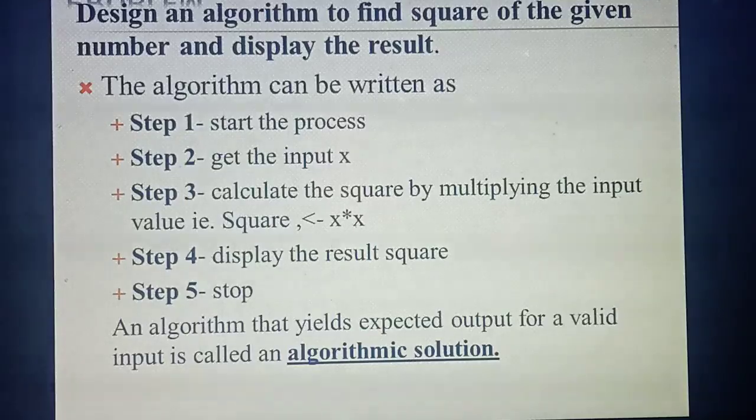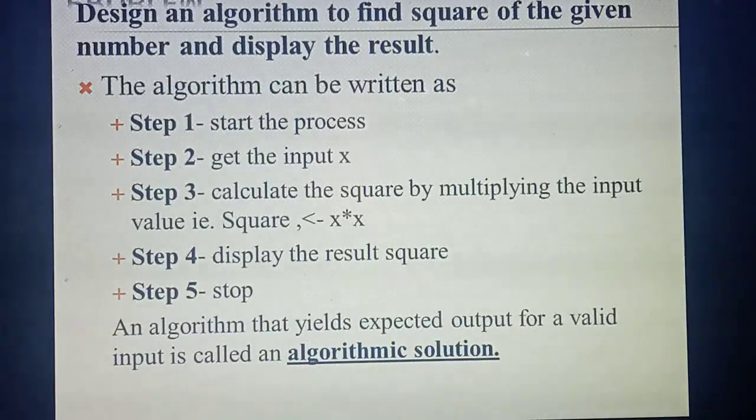Okay, so after multiplying, you need to display the result. The result is stored in which variable? Square. So after displaying the result, you need to stop. First you have given the start, so last also you should give stop. Understood how you need to write the algorithm?